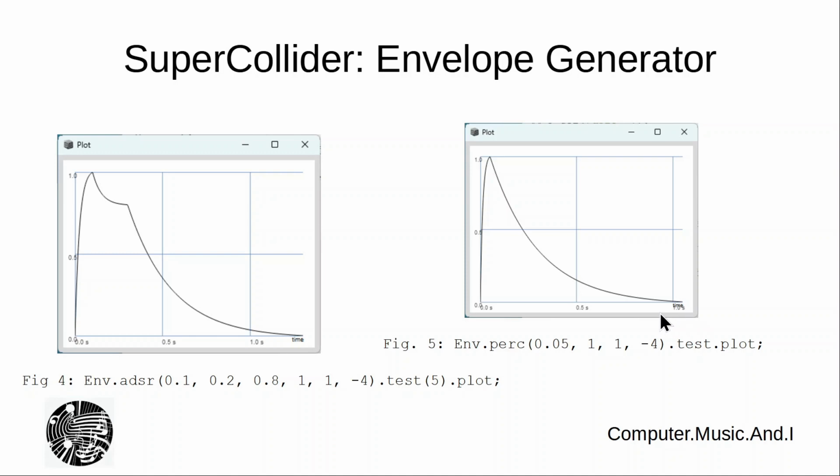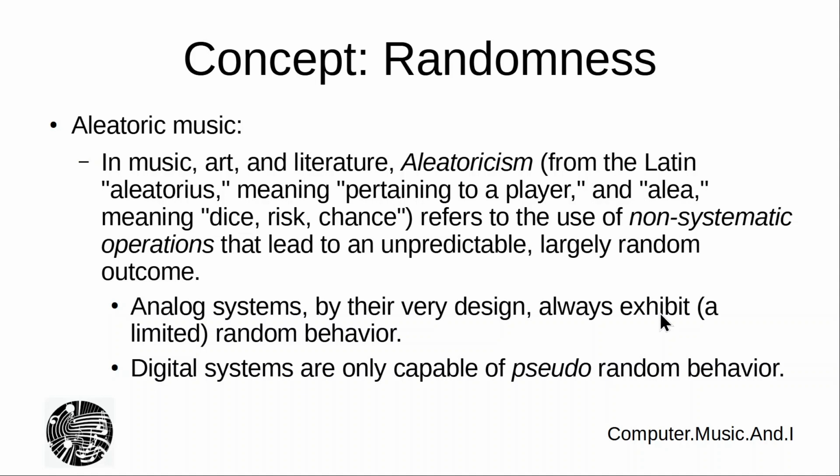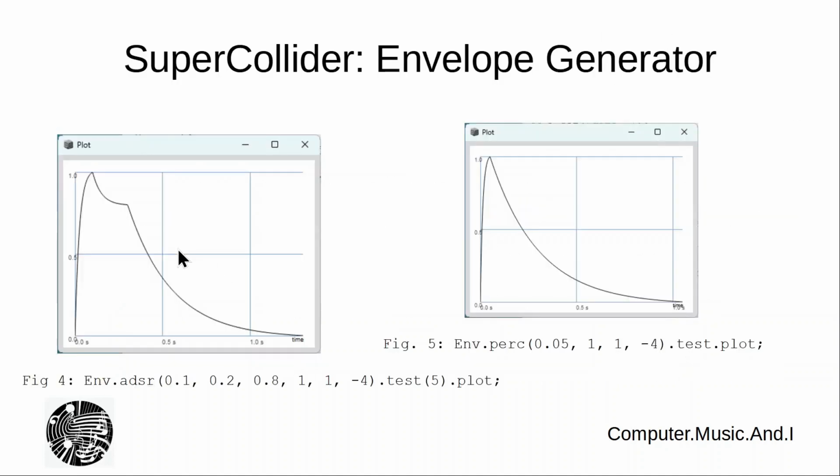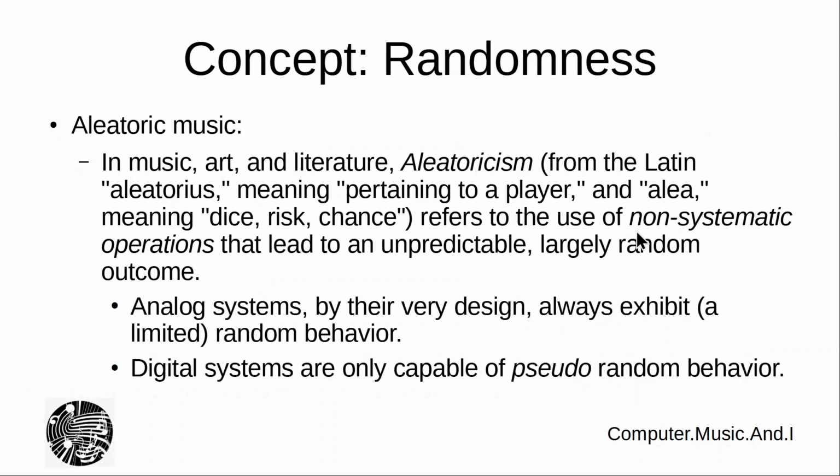There's no sustain. All right, and the last possibility that we've been talking about is to modulate, to change sound using randomness. The concept is aleatoric music, and we can find this in music, art, and literature, and it refers to the use of non-systematic operations. These are functions, but there might be non-systematic operations that lead to an unpredictable and, on a large scale, random outcome. So the outcome of the function might be randomness.